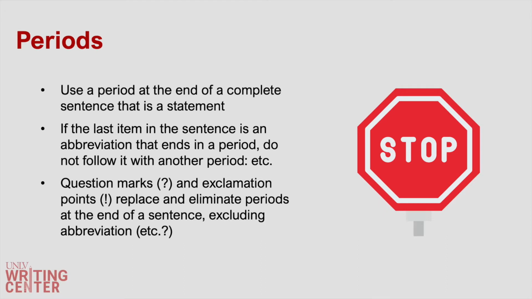Periods are also used in abbreviations, acronyms, or initialisms, which may fall in the middle of your sentence or at the end. If any of these word types fall at the end of a sentence, you do not add an additional period, like in the case of etc. or e.g. If you are asking a question or have some sort of exclamatory statement, then a question mark or exclamation point would replace a period at the end of your sentence.